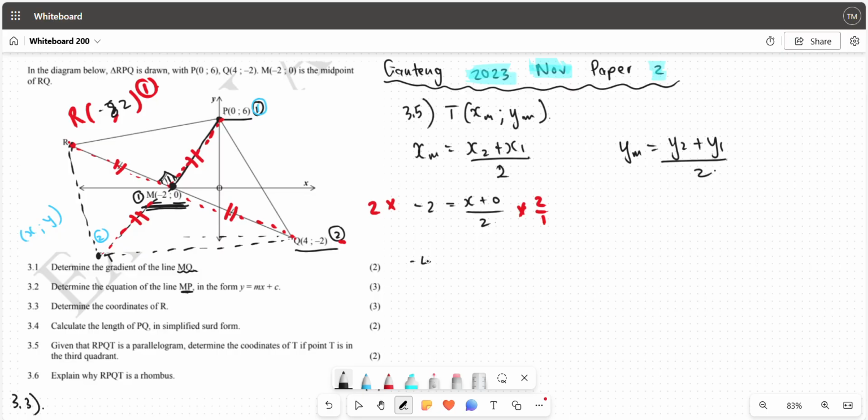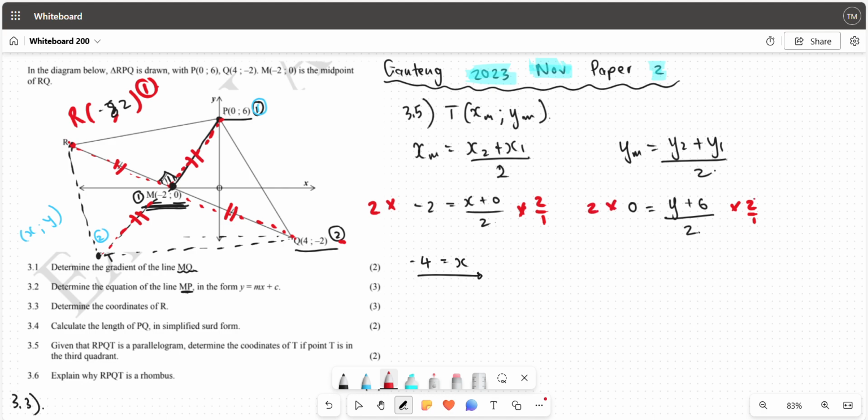You'll get a -4 is equal to an X. And that's the X coordinate of the T. Then let's do the Y. The Y of the midpoint is the 0 is equal to the Y of 2, the one I'm looking for, plus the 6 divided by 2. And again, you're timesing by 2 on both sides.